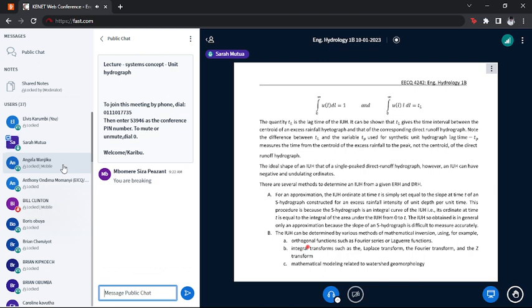For example, orthogonal functions like Fourier series and Laguerre functions. You can use integral transforms, e.g. the Laplace, Fourier, and the Z transform. And then you can also use mathematical modeling related to watershed geomorphology. Yes, so I wanted to just mention the instantaneous unit hydrograph because it is a concept that if you advance your hydrology, you are going to come across a lot, or it is a crucial component of hydrology.